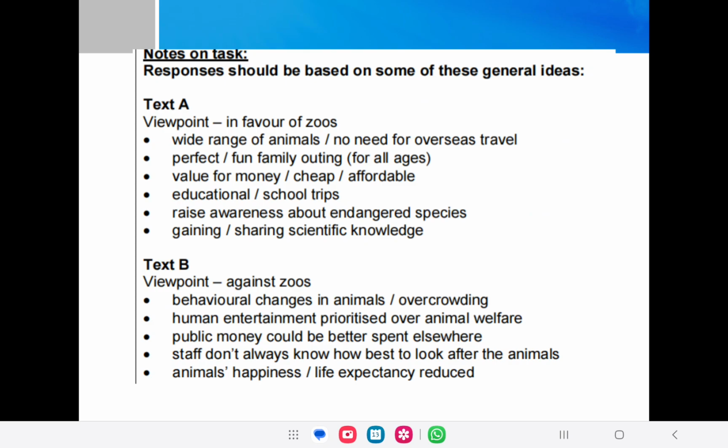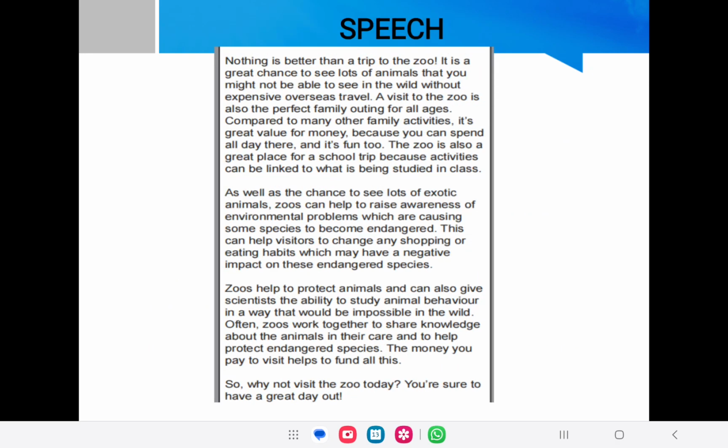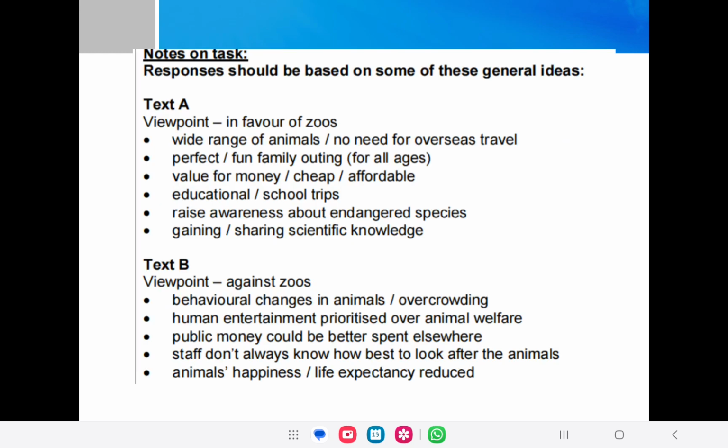So this is the way we respond to this task. From text A, we have taken out points that are in favor of zoos. The first point is a wide range of animals, with no need for overseas travel to see different kinds of animals. A perfect fun family outing for all ages. Value for money, cheap, affordable. Educational school trips, raising awareness about endangered species, gaining and sharing scientific skills. These are all points that we have taken out from this text. Here you can see there are 3 paragraphs, and from these 3 paragraphs we have taken out these 6 points. We are going to talk about these points. From text B, we have taken out points against the zoos.